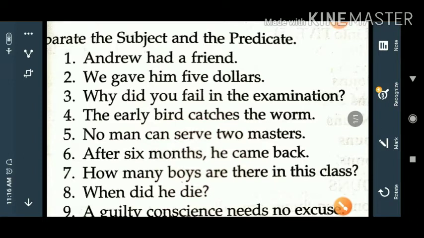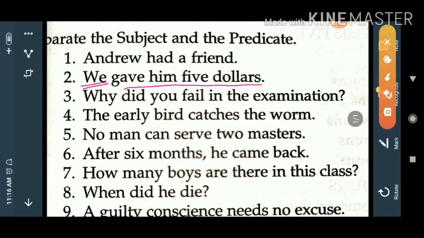Next to that, we gave him $5. Who? We. It means we is the subject. Apart from the subject, what is told for the subject? That is the predicate. We gave him $5. It means we is the subject. Gave him $5 is the predicate for that.